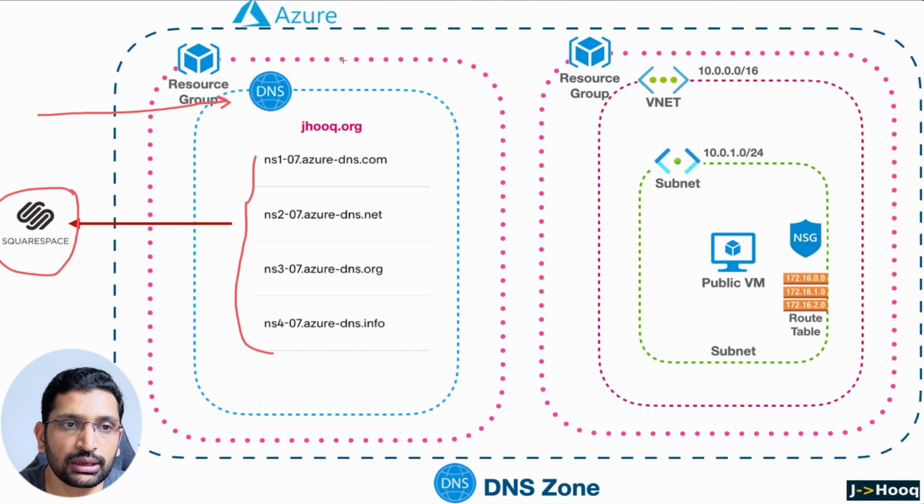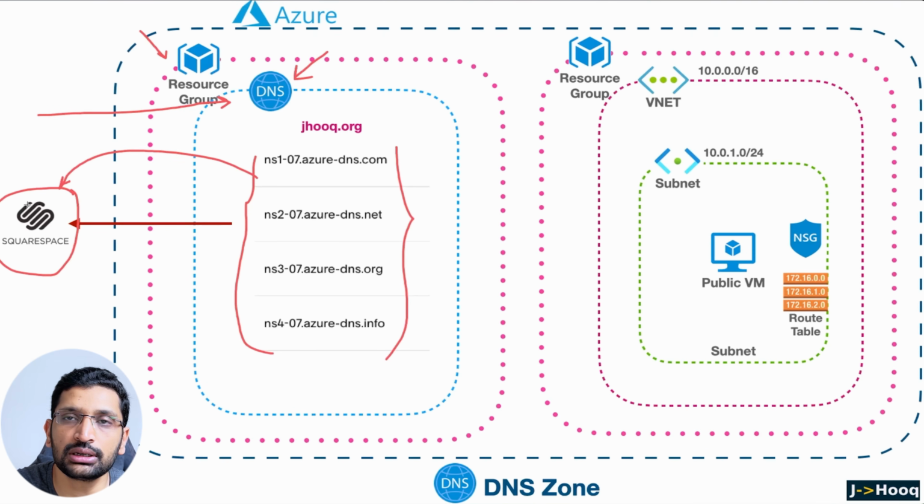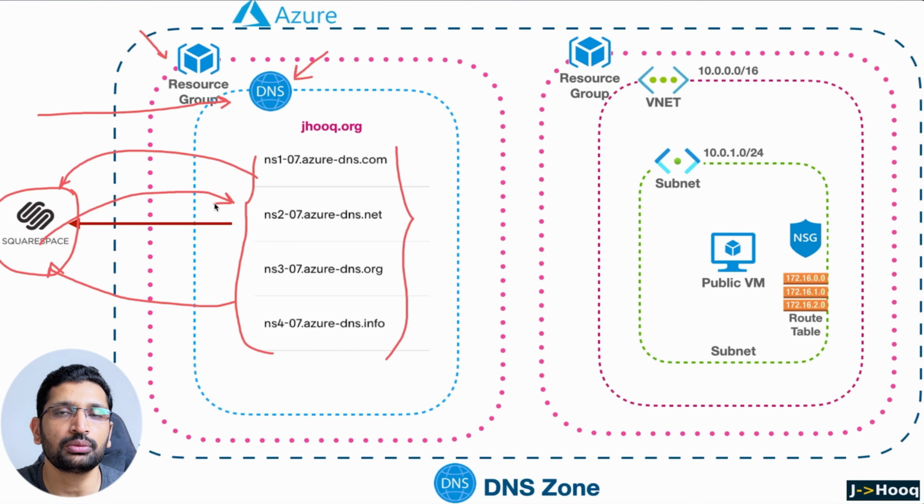This particular DNS zone will be present in a separate resource group of Azure. In this DNS zone, we will be copying these entries, which will be provided by our Azure cloud, and we will be putting them into our Squarespace, so that our Squarespace domain knows where to redirect those requests for DNS resolution. For example, if someone is trying to access my domain, that domain will try to find these entries in Squarespace, and from there Squarespace will redirect the DNS resolution towards the DNS zone of my Azure cloud.